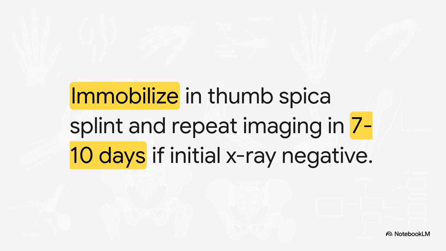This requires either immediate advanced imaging with a CT or MRI, or, more classically, cast immobilization in a thumb spica splint with serial X-rays repeated in 7 to 10 days. We do this to prevent osteonecrosis and non-union of the proximal segment. Now, if you do find a fracture and it's displaced, they get prompt open reduction and internal fixation, or ORIF.